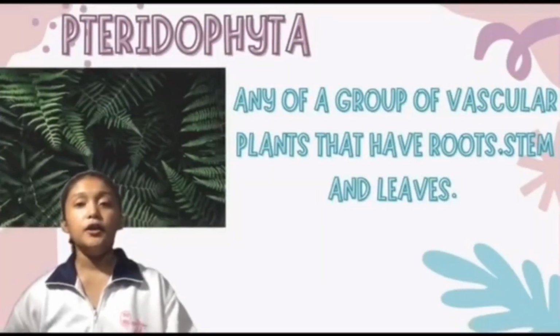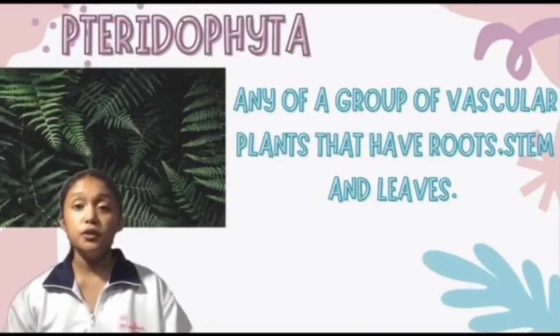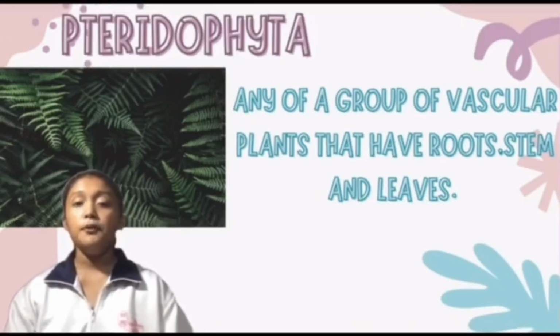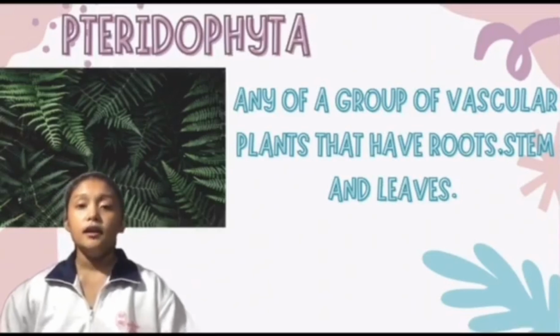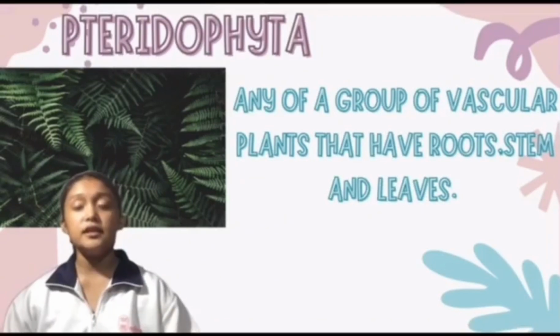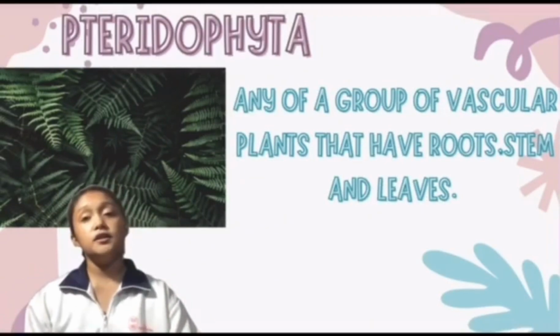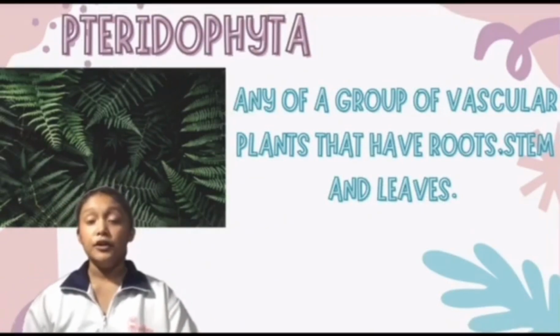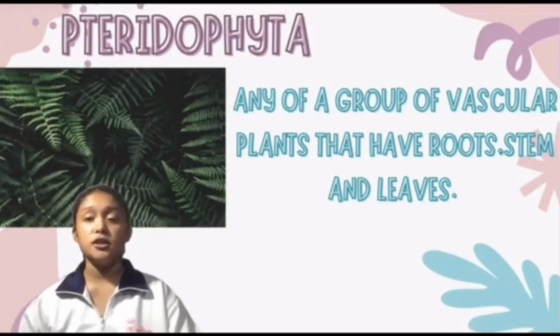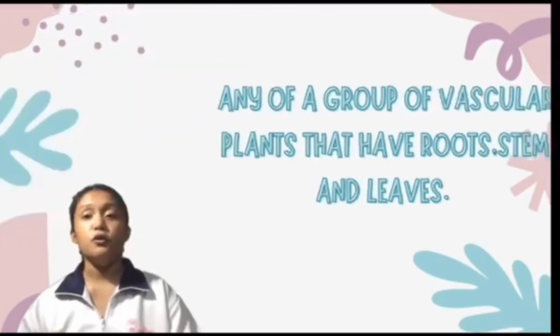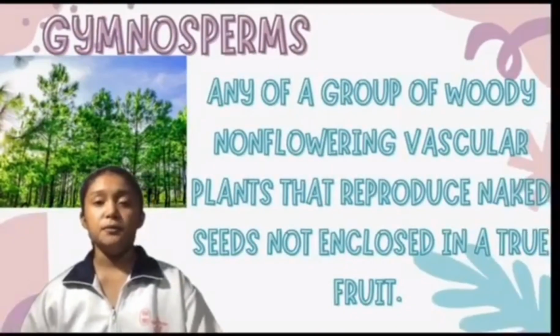Pteridophyta. Any group of vascular plants that have roots, stems, and leaves, reproduced by spores instead of by flowers and seeds, and includes the ferns, club mosses, horsetails, and their extinct relatives. Here are some of the characteristics of the Pteridophyta. They are seedless, vascular plants that show true alternation of generations. They reproduce by spores.